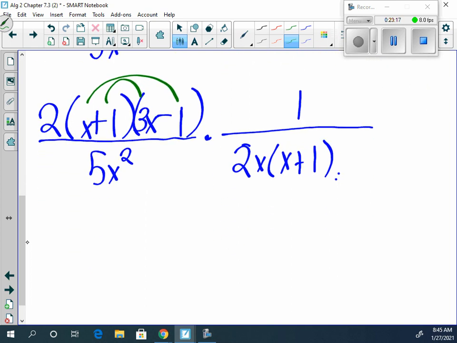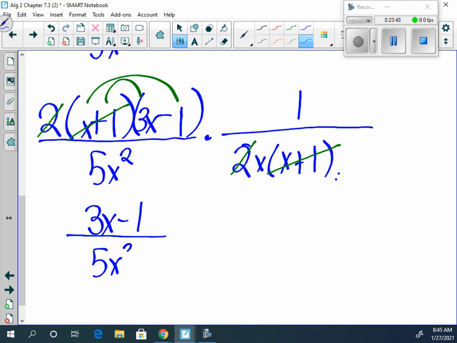But hey, we do have something in common on top and bottom. That would be our x plus 1. Anything else? 2 and 2 would simplify out. So what's left on top is 3x minus 1. 5x cubed is left on the bottom.